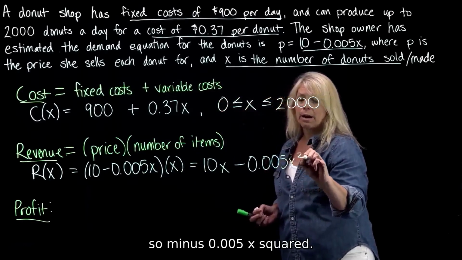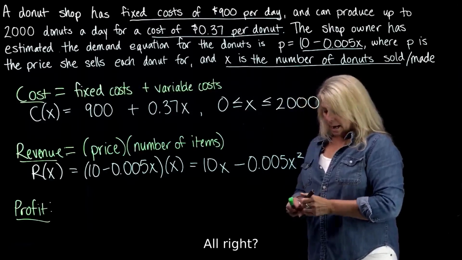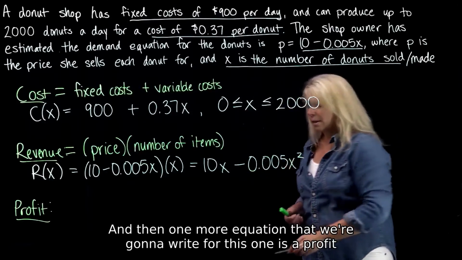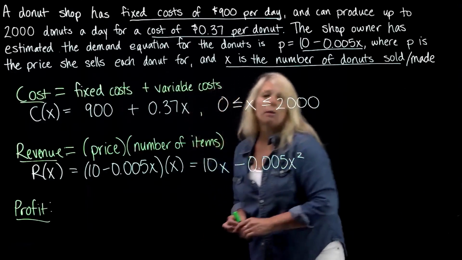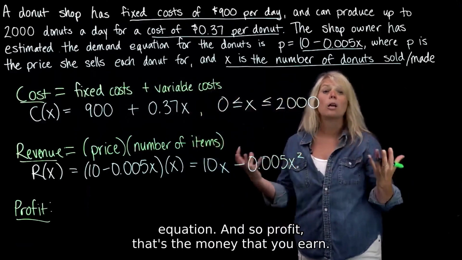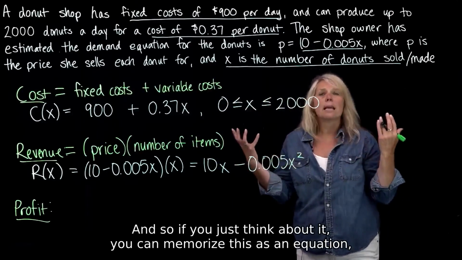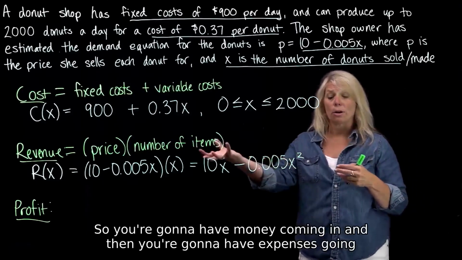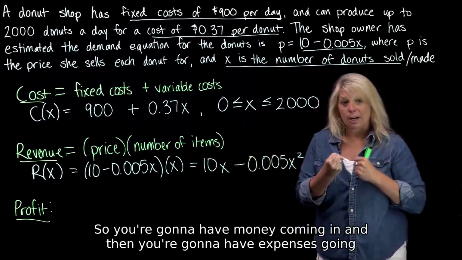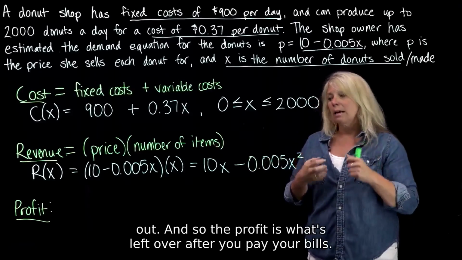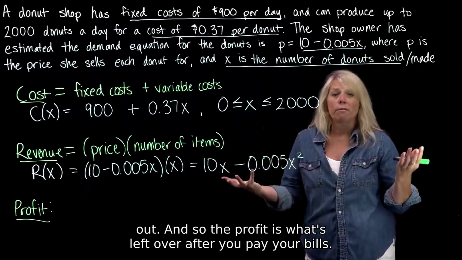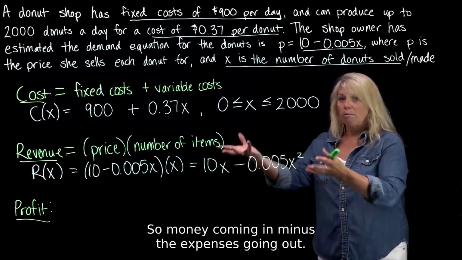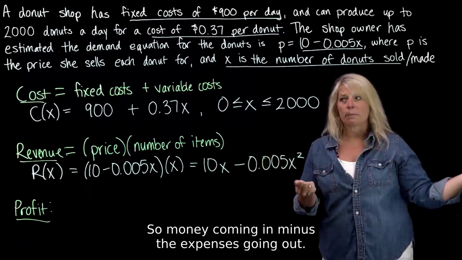0.005x squared. All right, and then one more equation that we're going to write for this one is a profit equation. And so profit, that's the money that you earn. And so if you just think about it, you can memorize this as an equation, but you can also just think about it. So you're going to have money coming in, and then you're going to have expenses going out. And so the profit is what's left over after you pay your bills. So money coming in minus the expenses going out.